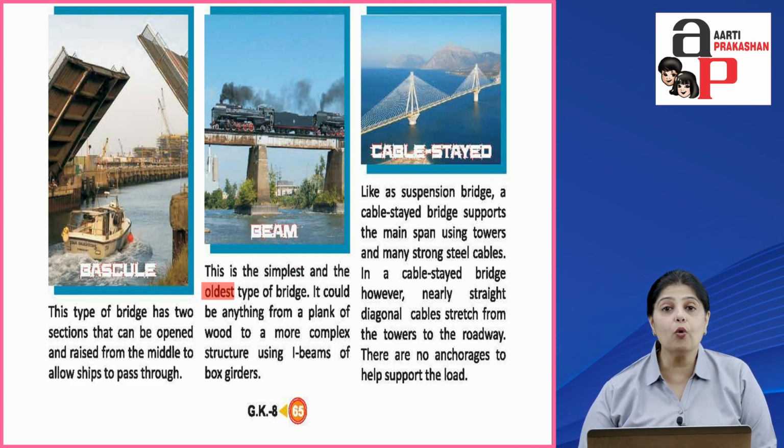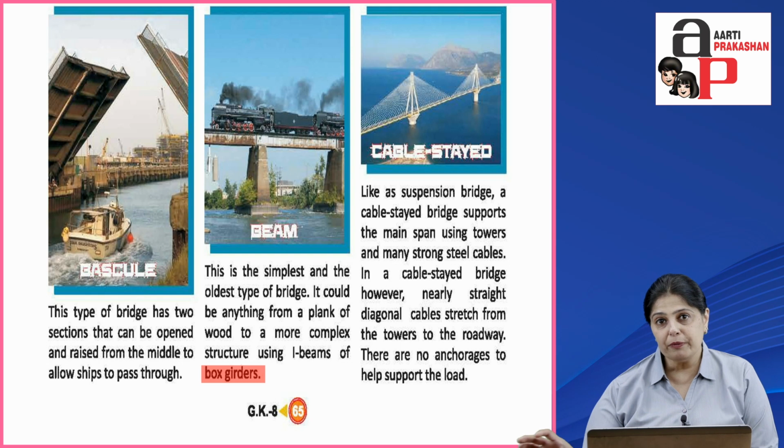Alright, the next is the beam. This is the simplest and the oldest type of bridge. It could be anything from a plank of wood to a more complex structure using I-beams or box girders. Okay. Now, this is mostly, you'll see this train is moving. So, the train that moves over bridges over the water, this is being used.